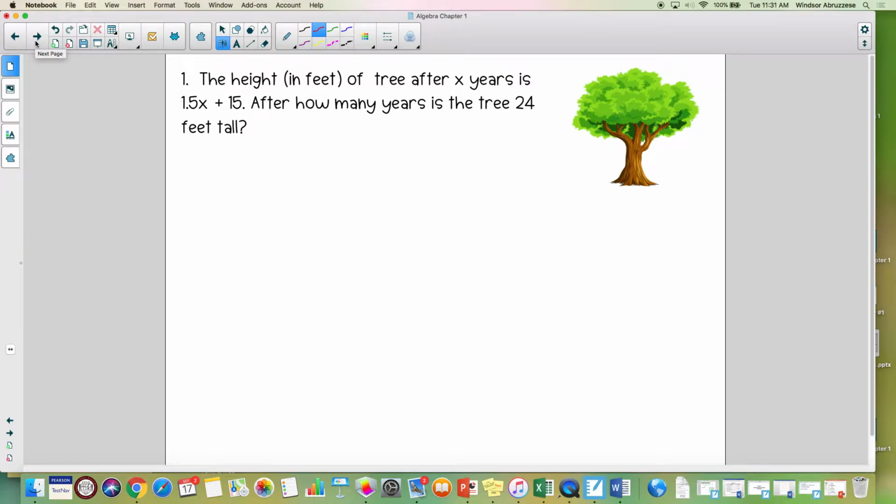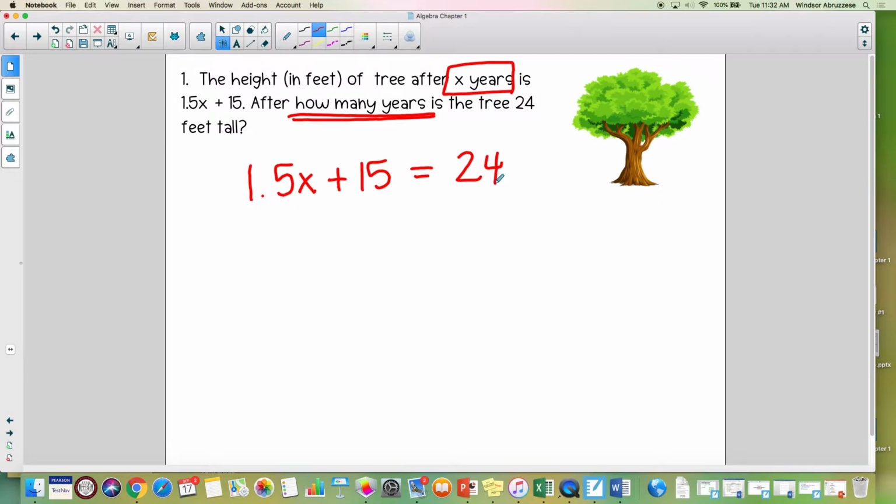The height in feet of a tree after x years is expressed as 1 5/10 x plus 15. After how many years is the tree 24 feet tall? So we know the height of the tree after x years, and that's what we're finding, because they want to know how many years. So ultimately we're solving for x. The expression they give us is the height of the tree after a certain number of years, which we don't know. We want to know how many years it takes until it's 24 feet tall.